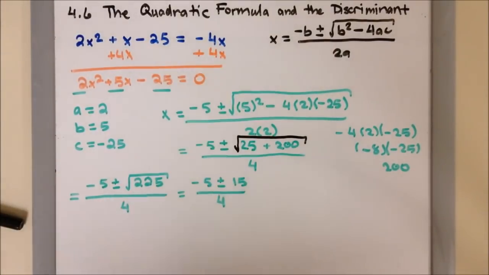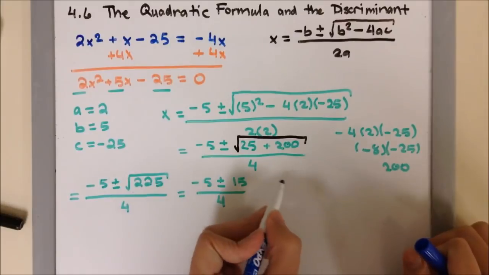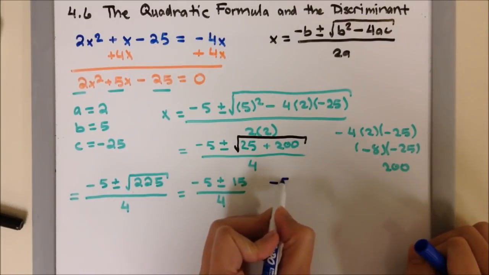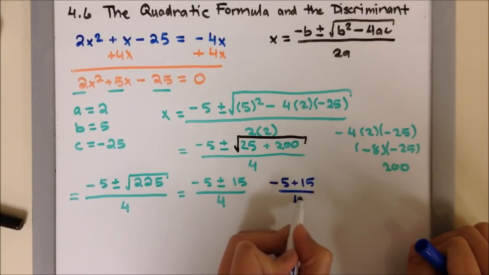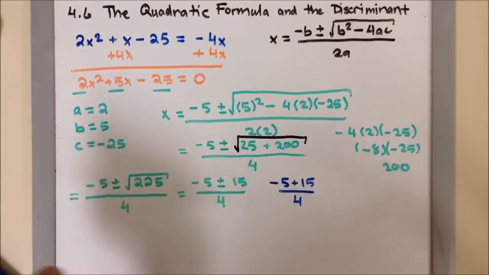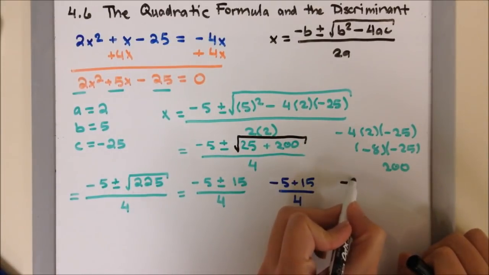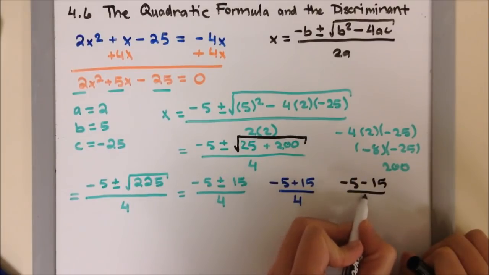Alright, just like in the last example, what I'm going to do is I'm going to split into two fractions. My first fraction will be the one with the plus. So it's going to be negative 5 plus 15 over 4. And then the second fraction will be the minus. So negative 5 minus 15 over 4.